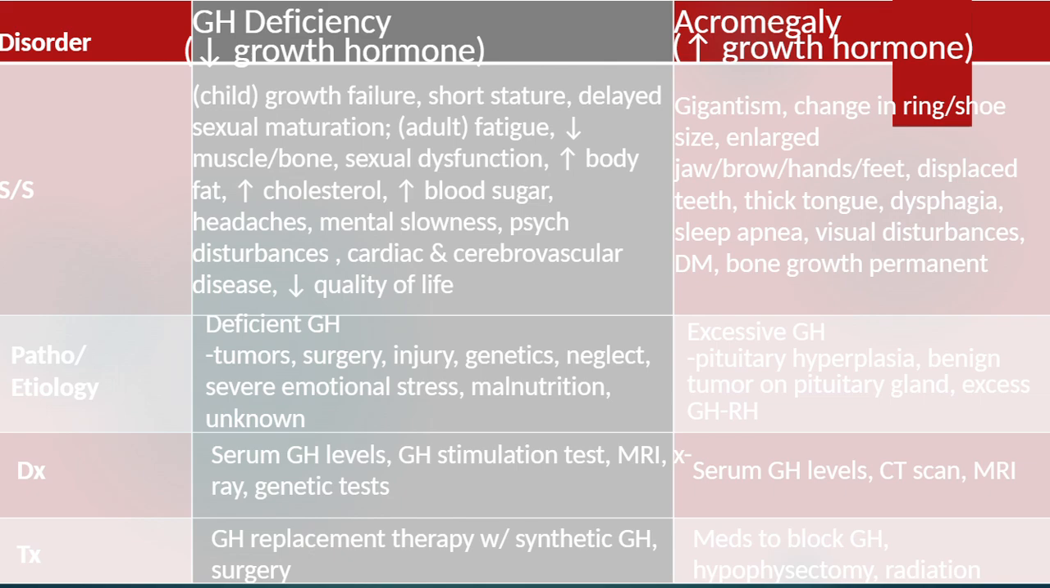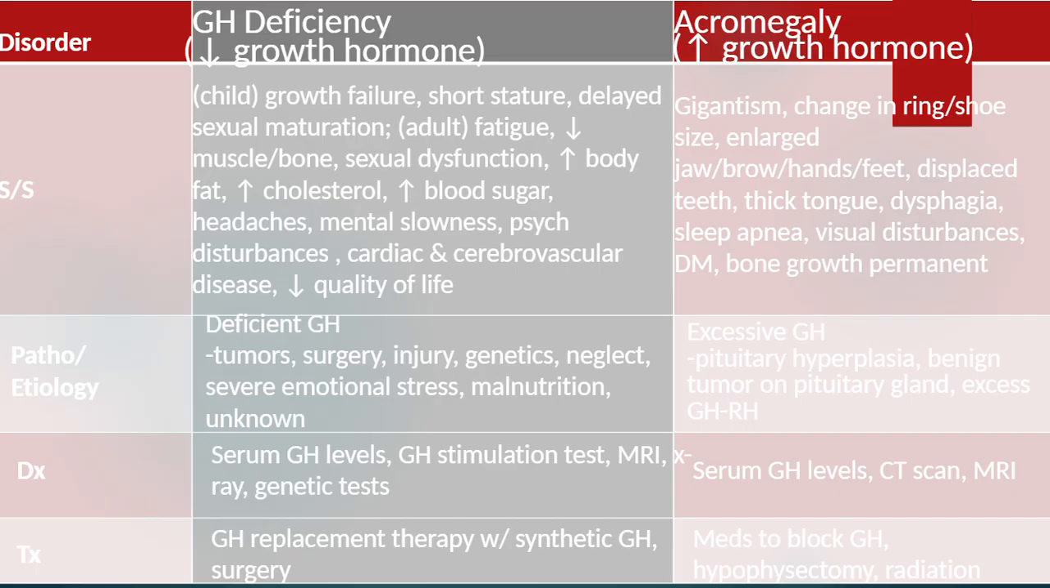Signs and symptoms of acromegaly include an enlarged jaw, brow, hands, and feet. Many patients notice that their shoe or ring size increases, or that their facial features become more prominent. They may have thickened skin, displaced teeth, tongue enlargement, macroglossia, sleep apnea, joint pain, and visual disturbances if the tumor presses on the optic nerve.